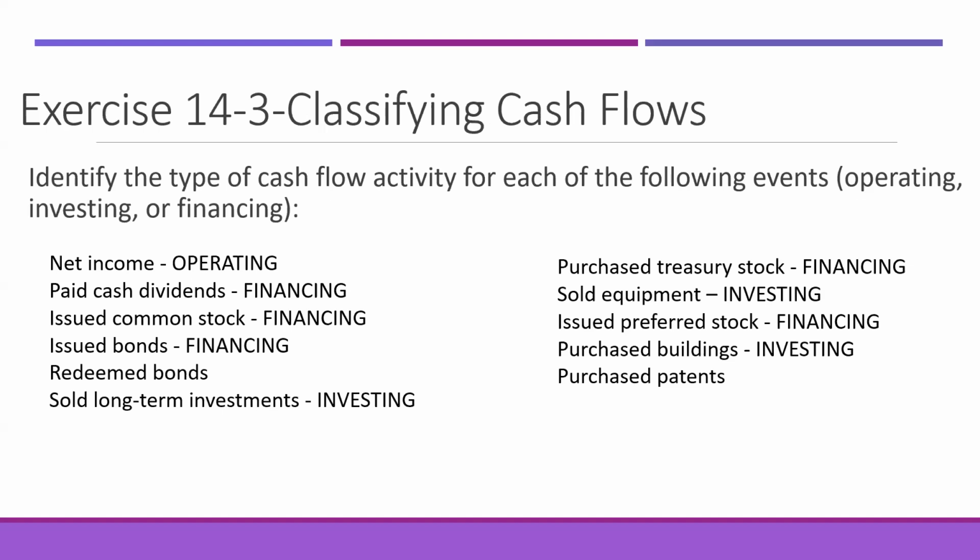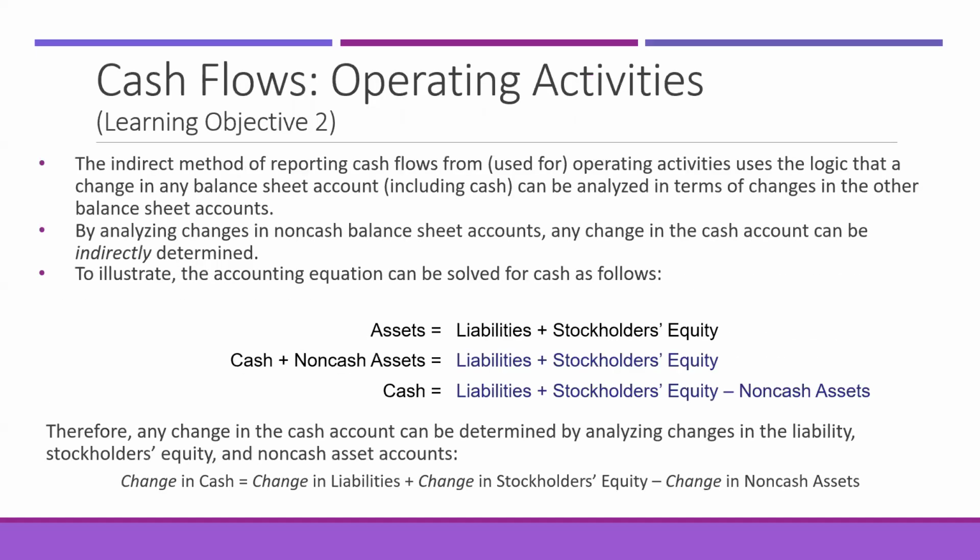I think we've gone over quite a few examples here, but net income is operating, cash for dividends is financing, common stock is financing, issuing or redeeming bonds is financing, long-term investments would be investing, purchased patents, investing, sold equipment, investing, purchasing buildings, investing. So that's fairly straightforward. And now we'll get into cash flows from operating activities.